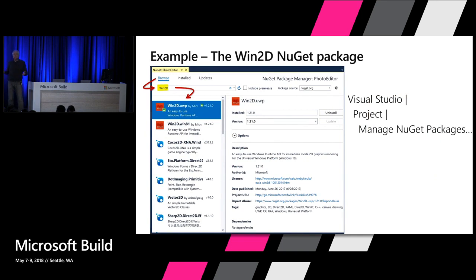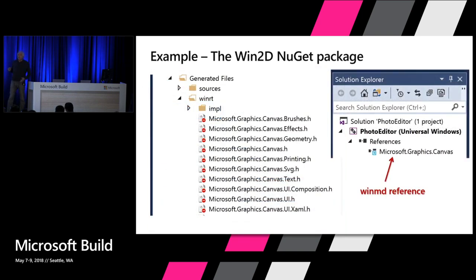So here's an example. Win2D is a Windows Runtime API library that's available via NuGet. So I can go to Visual Studio and download managed NuGet packages, search for Win2D, and install this thing. And what happens? In my project, I get a set of WinRT header files. They're located in a similar structure to the system ones under that WinRT directory, one for every namespace in that library. And now how do I use them?